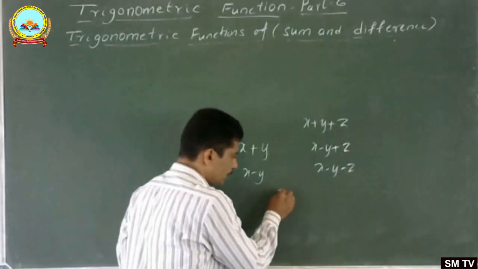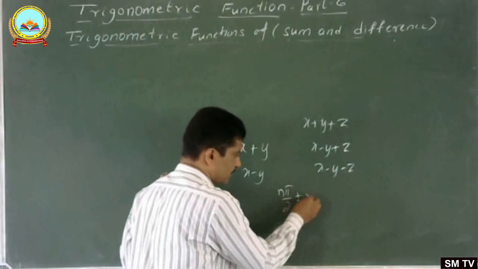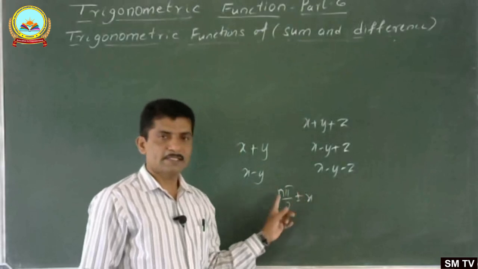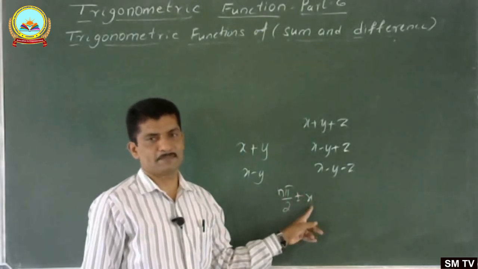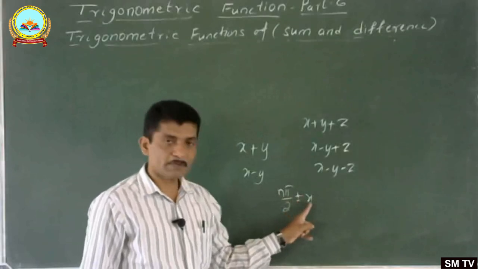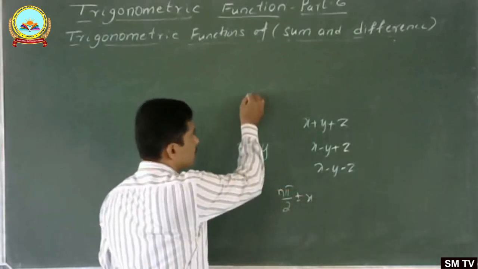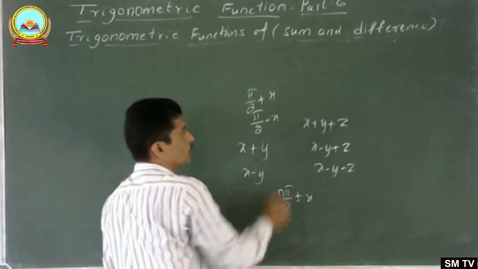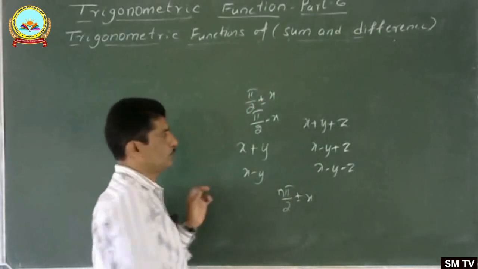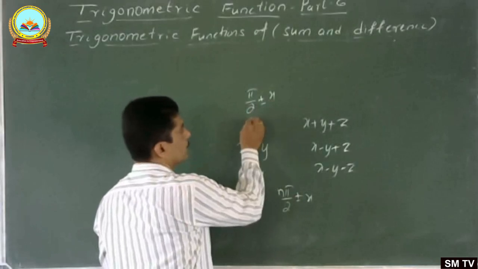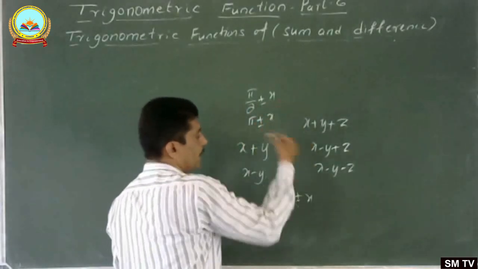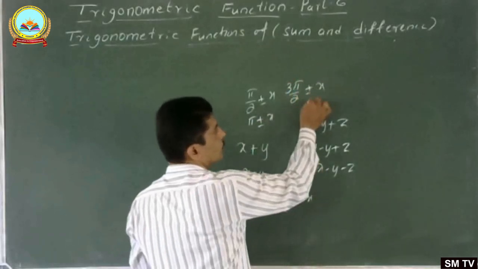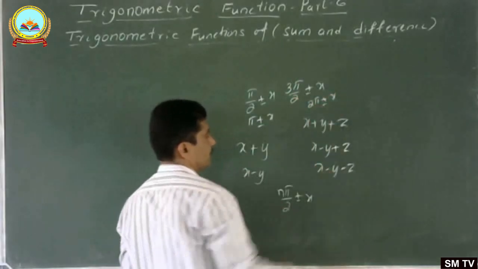Here you know that n into pi by 2 plus or minus x. Suppose x is equal to n into pi by 2 and y is equal to x, either x plus y or x minus y. Here n into pi by 2 plus or minus x means, remember, n equal to 1 gives pi by 2 plus x or pi by 2 minus x. N equal to 2 gives pi plus x or pi minus x. N equal to 3 gives 3 pi by 2 plus x or 3 pi by 2 minus x. N equal to 4 gives 2 pi plus x or 2 pi minus x.